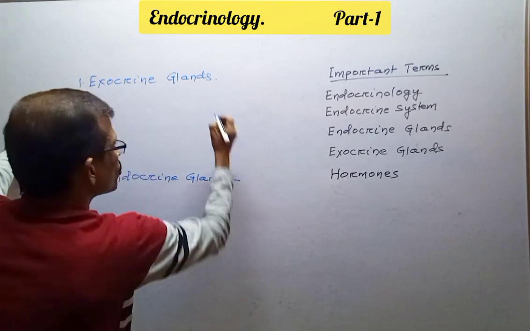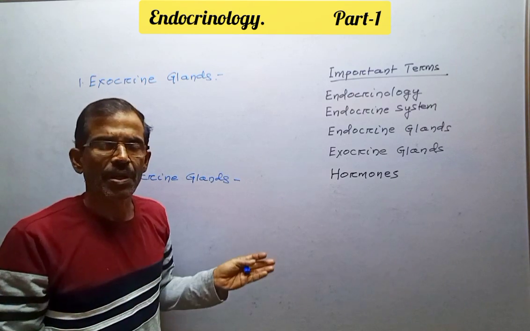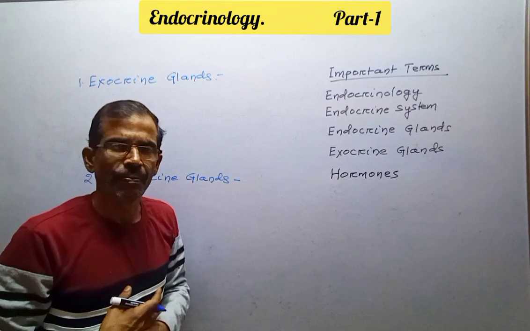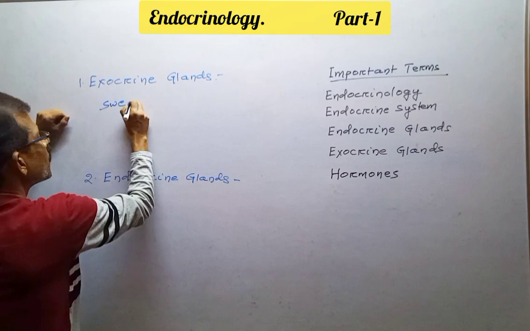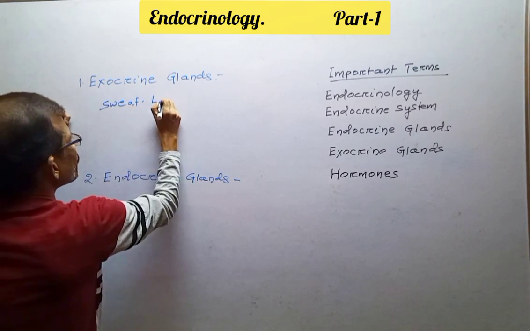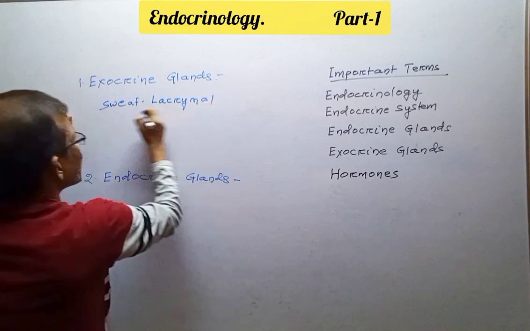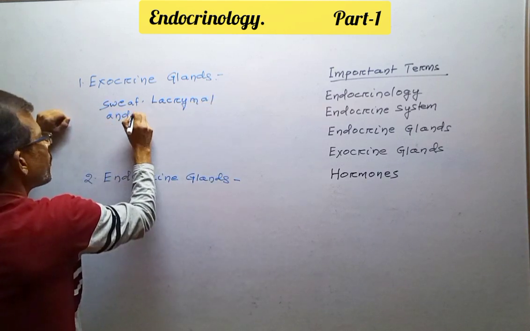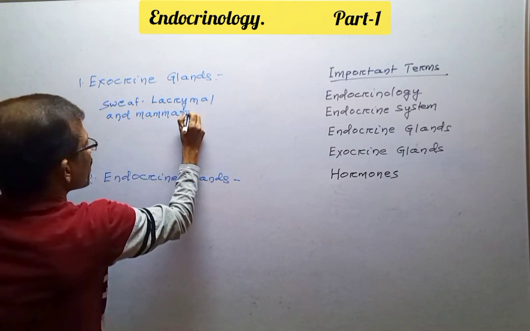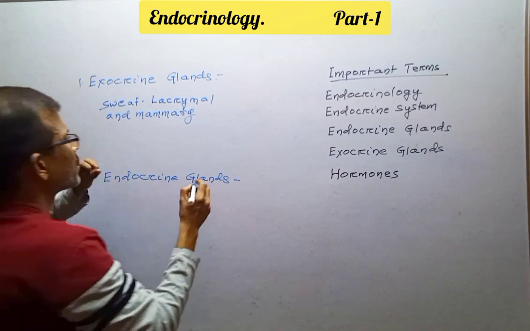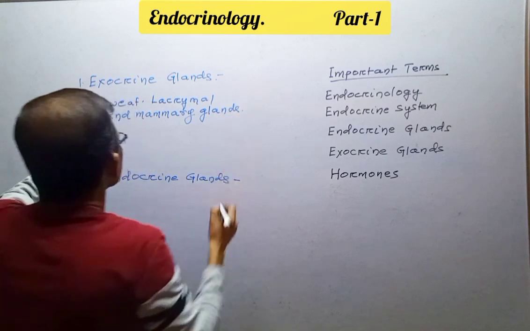Exocrine glands are those with external secretions. They pass their secretion through specific ducts. For example, sweat, lacrimal, and mammary glands pass their secretions along specific ducts to the external surface of the body.